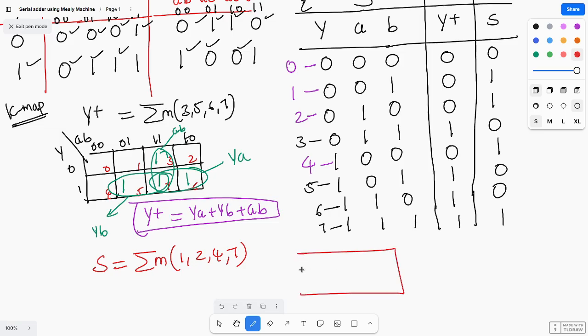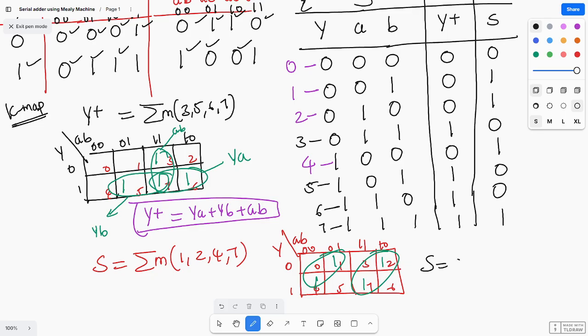If I draw the K-map, what am I getting? This is Y, A, B, with 0, 1 and 00, 01, 11, 10. Cells 0, 1, 2, 3, next 4, 5, 6, 7. Here the minterms are 1, 2, 4, 7. If you get them diagonally like this, that is nothing but an XOR gate. So sum equals A XOR B XOR Y. This is nothing but my sum.